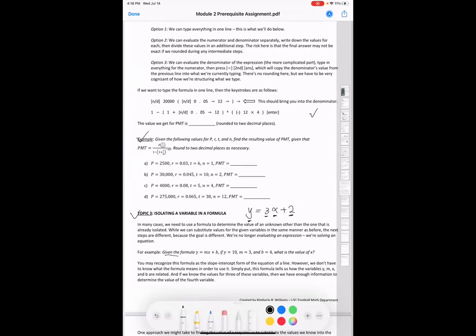In the given formula, y equals mx plus b. If they give us y equals 10, m equals 3, and b equals 4, that means 10 equals 3x plus 4. So how do we isolate the x? The result is x equals something. We can find the value of x.